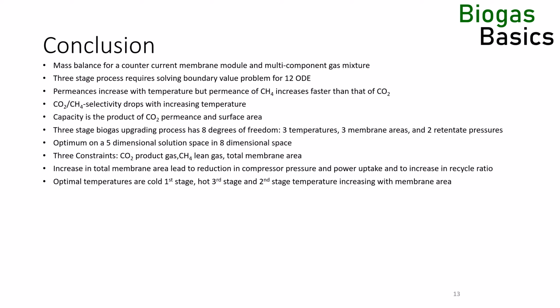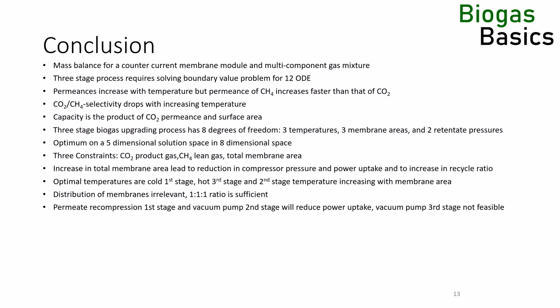Under optimal conditions, the 1st stage operates as cold as possible, at maximal selectivity, while the 3rd stage operates as hot as possible at maximal capacity. Allocating the membranes in a fixed 1:1:1 ratio to the stages has no material disadvantage to an optimized membrane distribution. Permeate recompression in the 1st and 2nd stage can lead to a slight improvement of the power uptake, but the preferable solution is to install more membranes and omit the additional process unit.